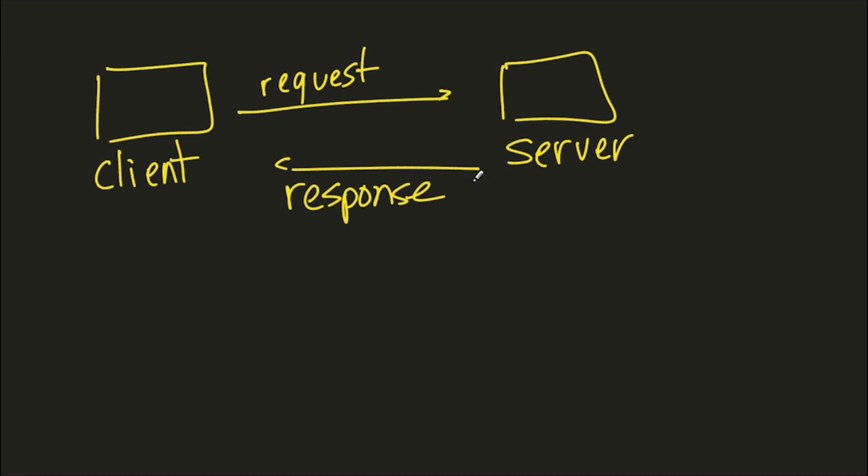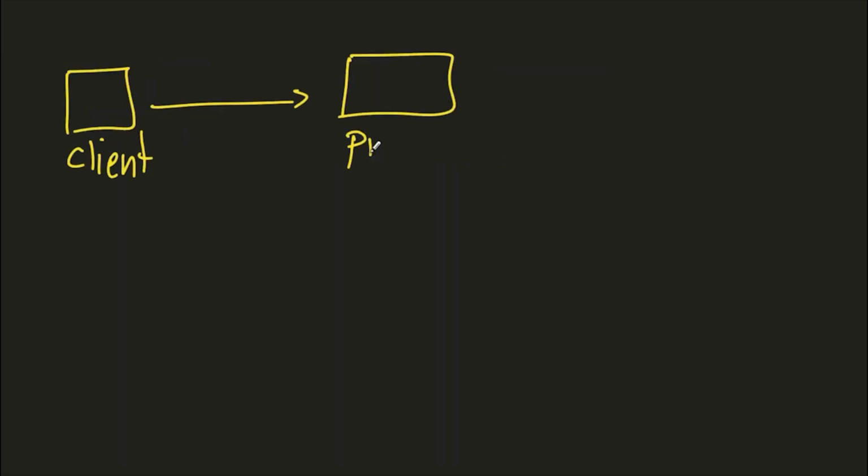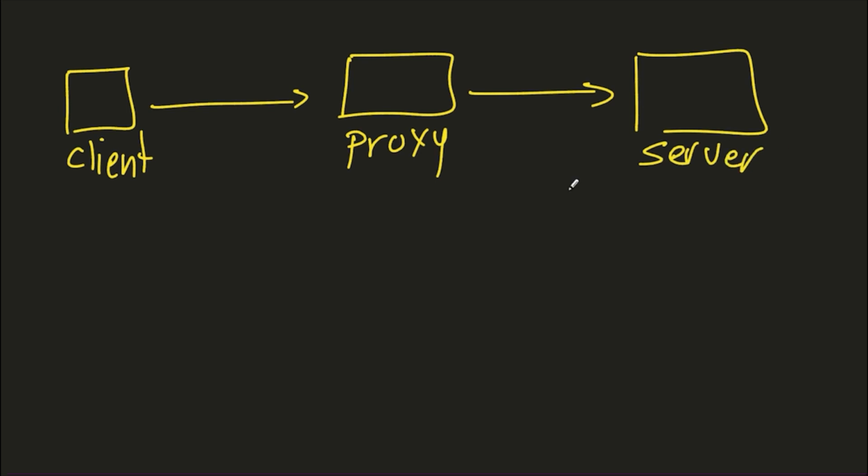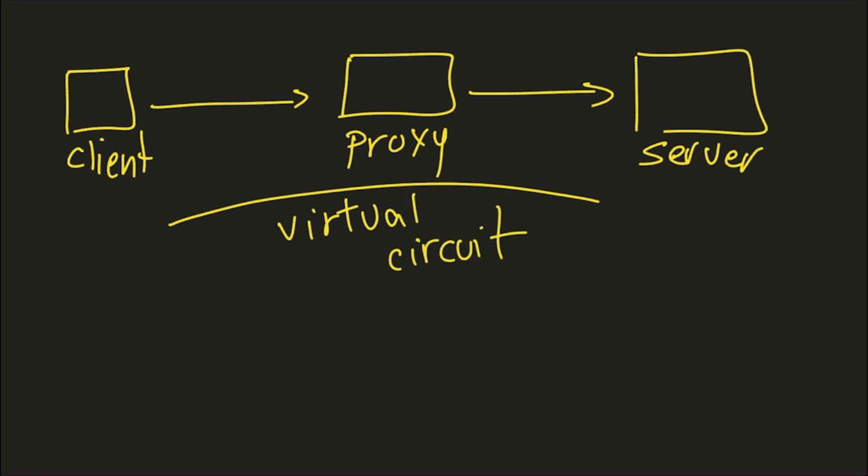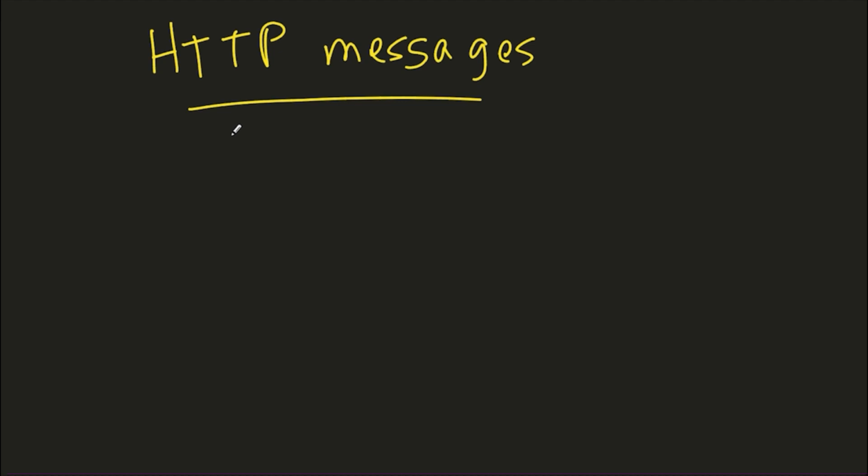called responses. Now, in practice, servers and browsers sometimes don't communicate directly, right? There could be one or more proxies in between that connection. A connection is often also defined as a virtual circuit. Let's go over the structure of HTTP messages.